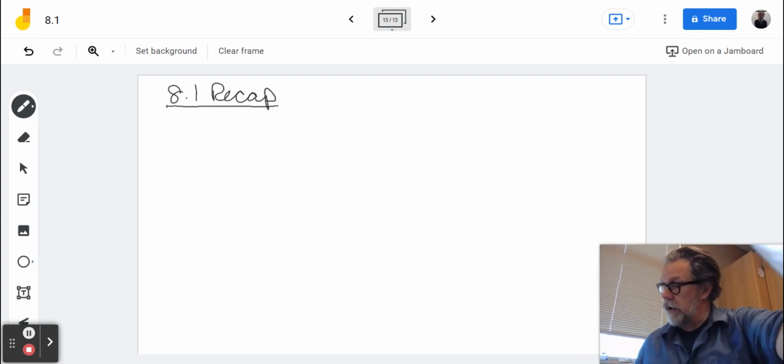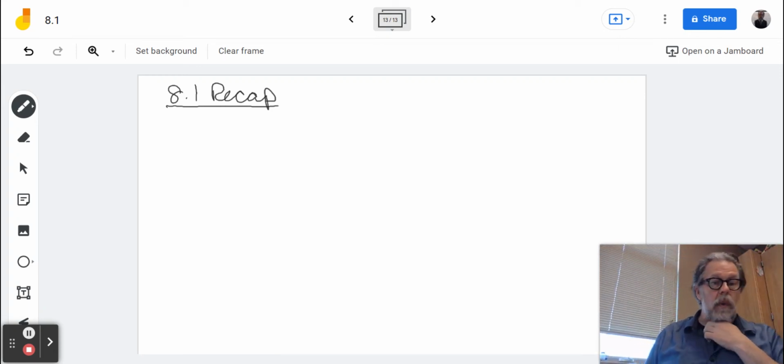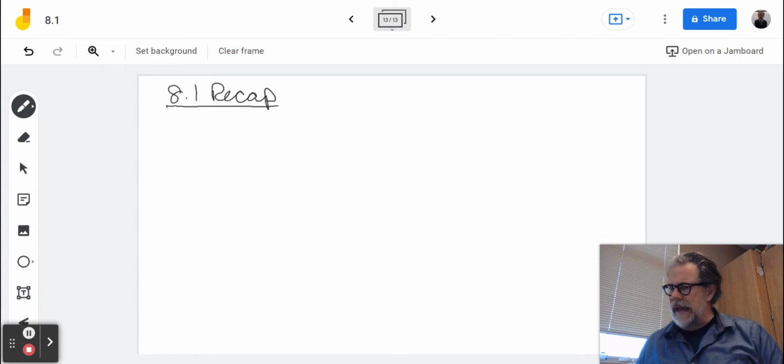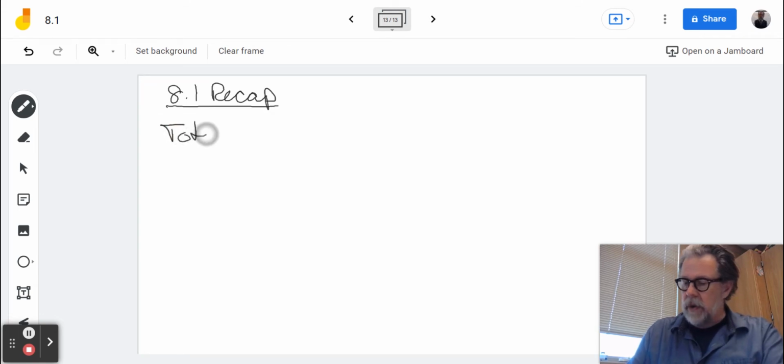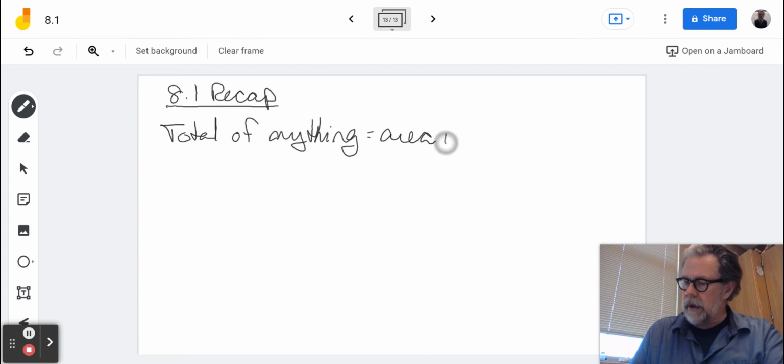All right, welcome back. Chapter 8.1, accumulation and area under a curve is basically what this section was about, applications of integrals. So what do we need to know? We need to know that the total of anything is equal to the area under the graph.